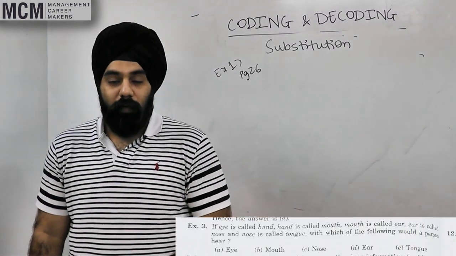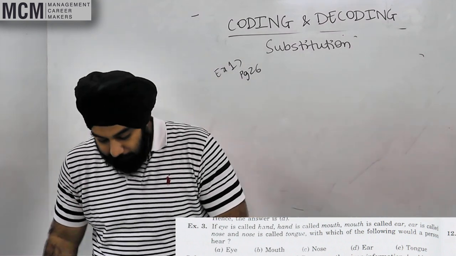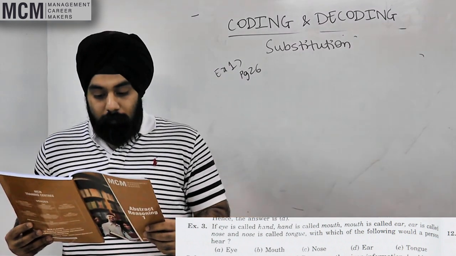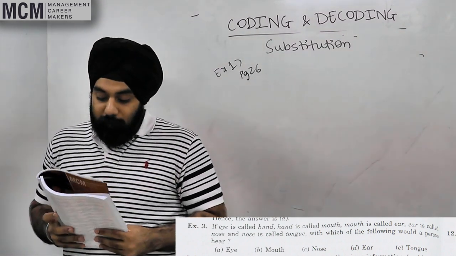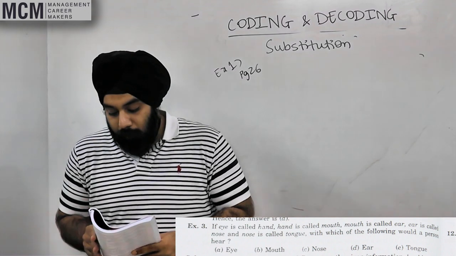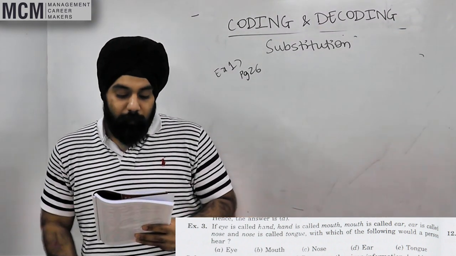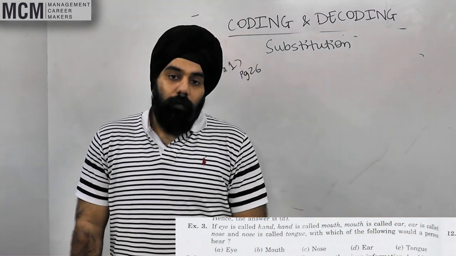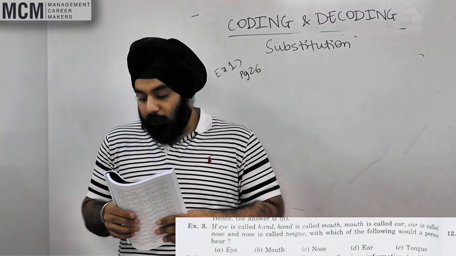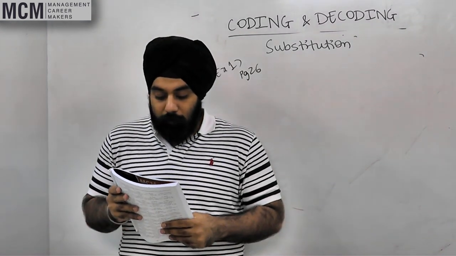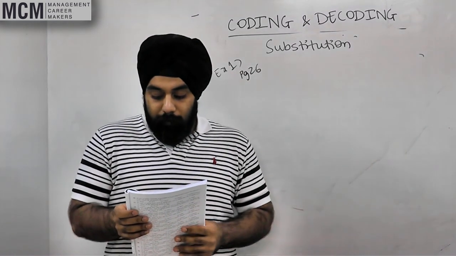Third example also. It states that if eye is called hand, hand is called mouth, mouth is called ear, ear is called nose, and lastly the nose is called tongue, with which of the following would a person hear? What do you use to hear? You use an ear, right? And what is an ear called? The ear is called nose. So the answer would be nose.